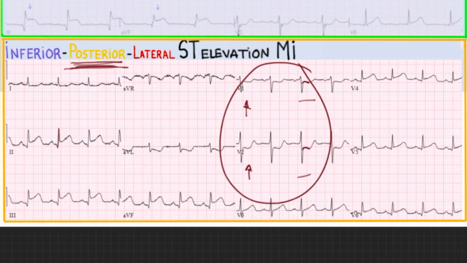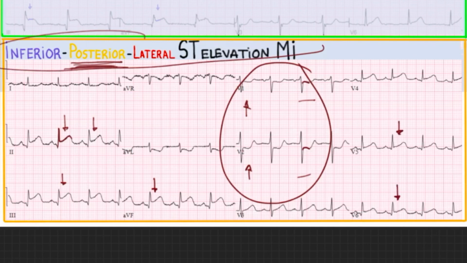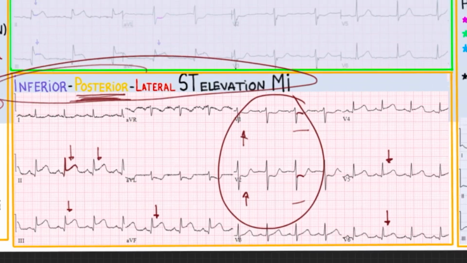But this ECG also does show ST elevation in the inferior leads, which makes it easier. And there's a little bit of ST elevation over here in V6 and V5. So this is an inferior posterior lateral ST elevation MI.